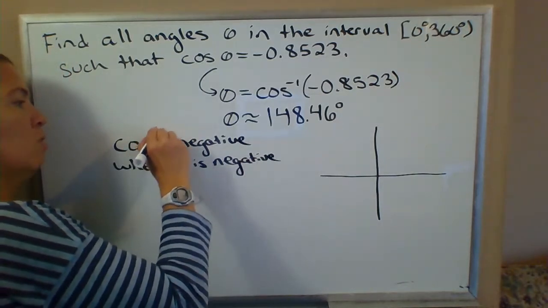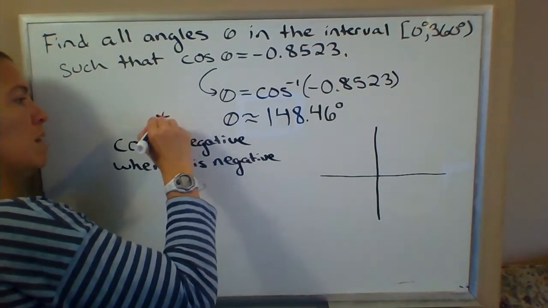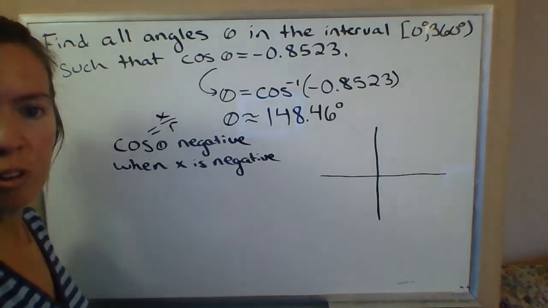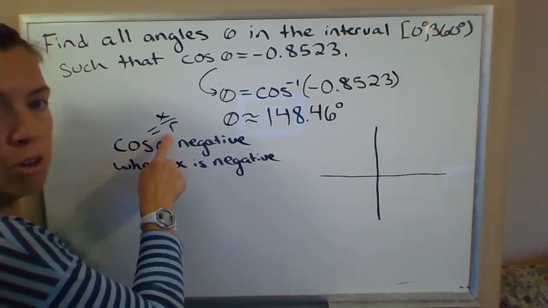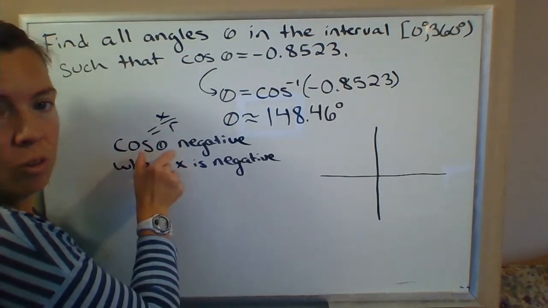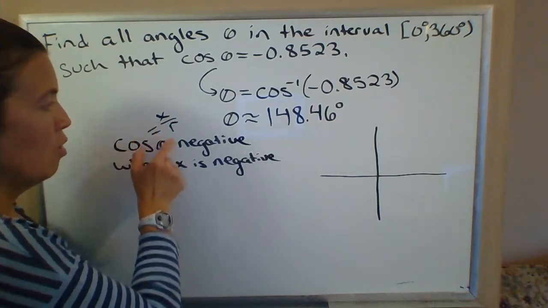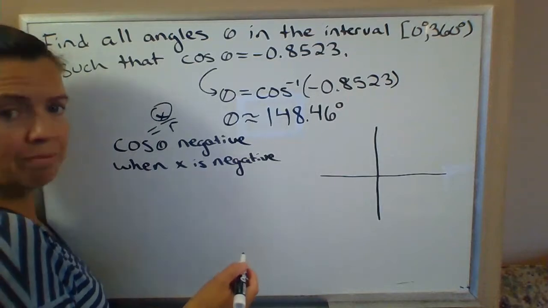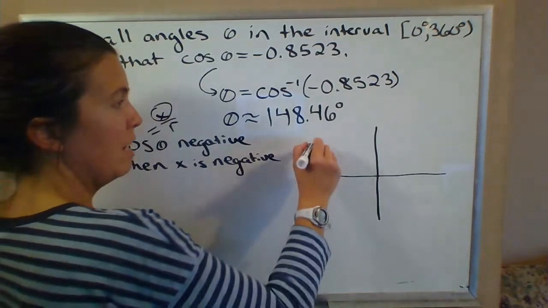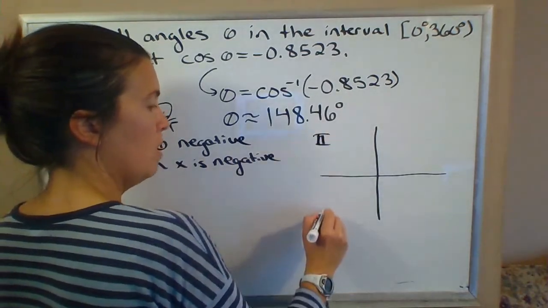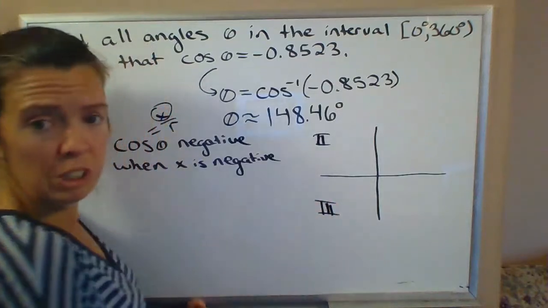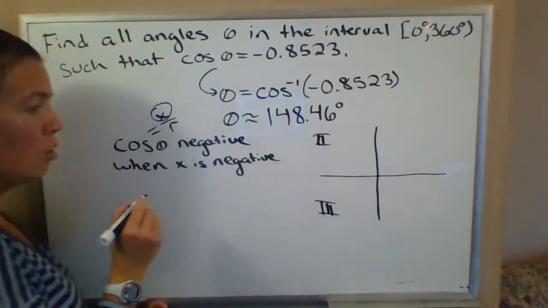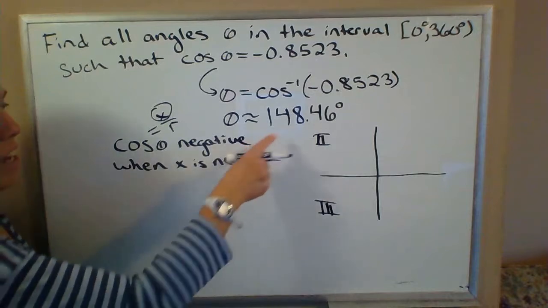And just real quick, cosine theta is negative when x is negative because cosine is equal to that ratio x over r, and r is always positive. So the value of cosine theta, x over r, is only negative when x is negative. So the quadrants where x is negative would be quadrant 2 and quadrant 3. We should expect solutions in quadrant 2 and quadrant 3.